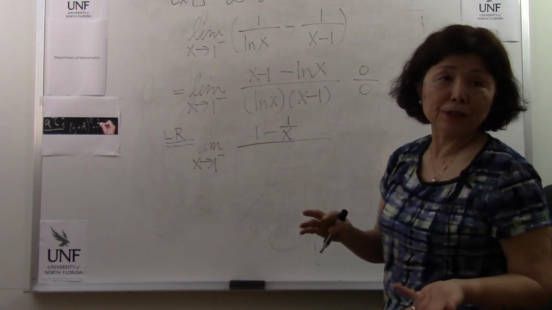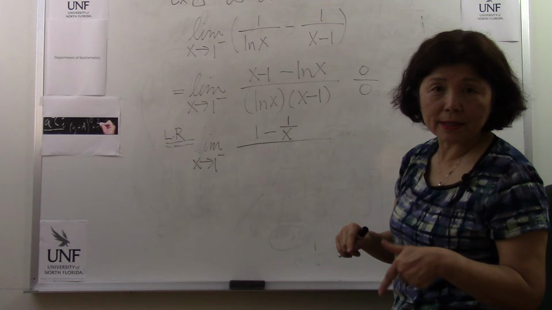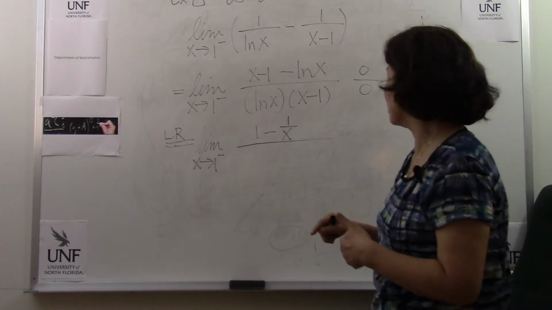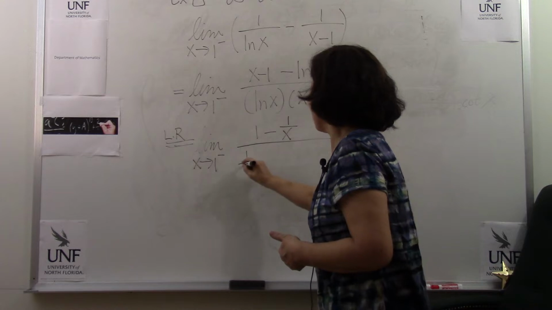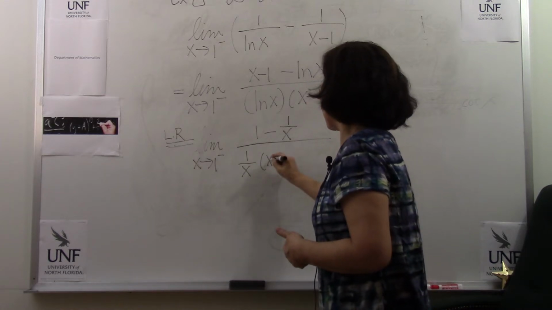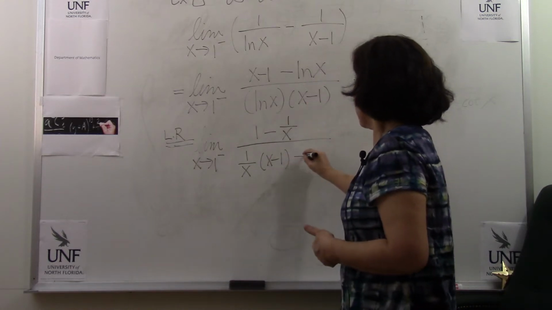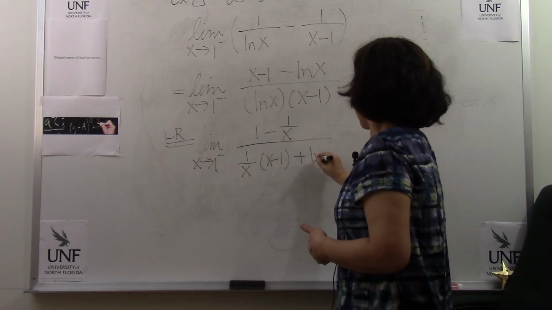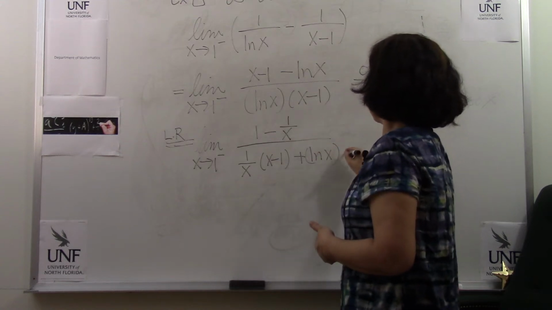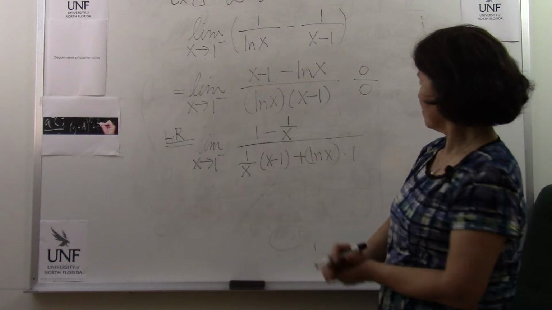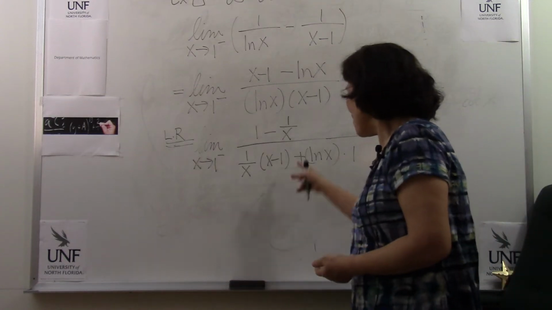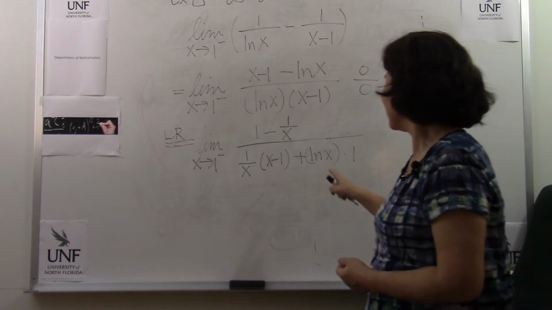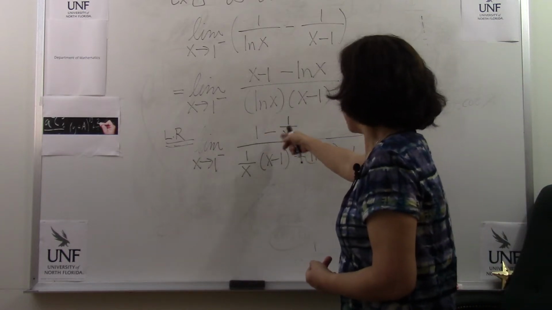So when you differentiate that, what do you need? Yes, you do need the product rule. So I'm going to differentiate this one first, okay? So 1 over x times x minus 1 plus, here is ln x, and the derivative over here is 1. Correct? Okay? So now we have kind of ugly, it's 1 minus 1 over x.